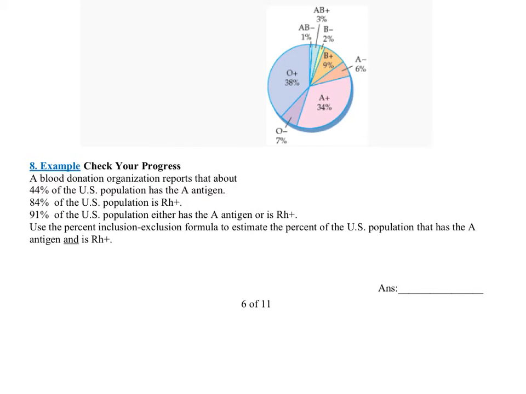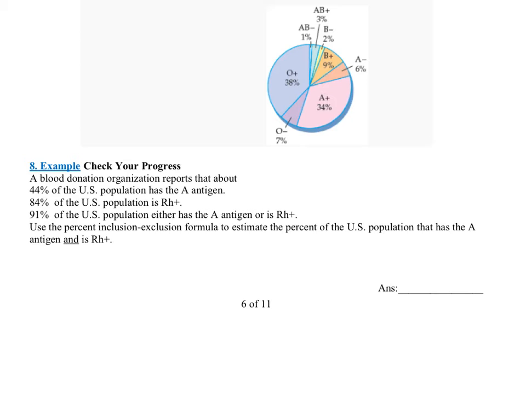Let's look at example 8. It says a blood donation reports that 44% of the U.S. have the A antigen, 84% have the Rh positive, the rhesus, and then 91% of the U.S. population either has the A or is Rh positive, okay? Now this one's a little different. It says use the percentage of inclusion and exclusion formula to estimate the percentage of the population that has the A antigen and is Rh positive.